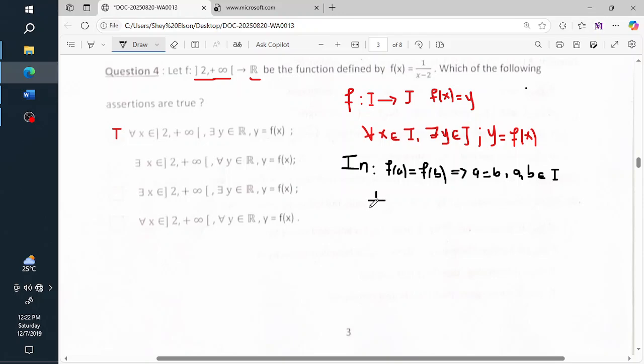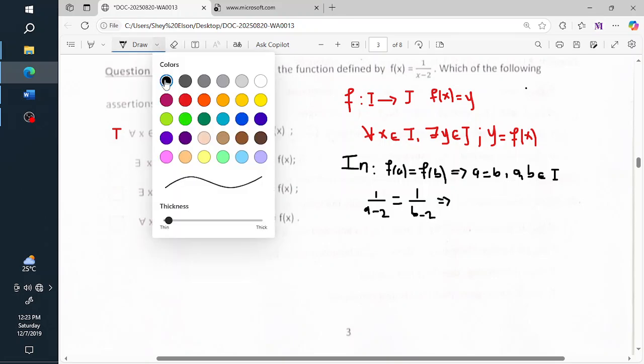It is 1 over a minus 2. Is it okay? Now what is f of b? It is 1 over b minus 2. Now if you equate, you realize that since the numerators are the same, the denominators have to be the same. So we have a minus 2 is equal to b minus 2, which just means that a is equal to b.